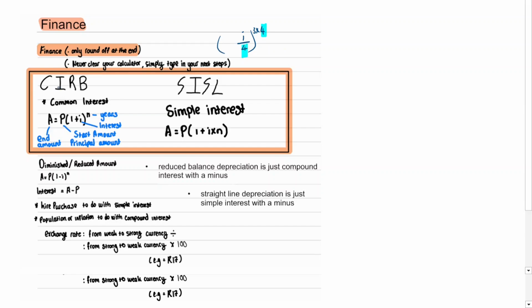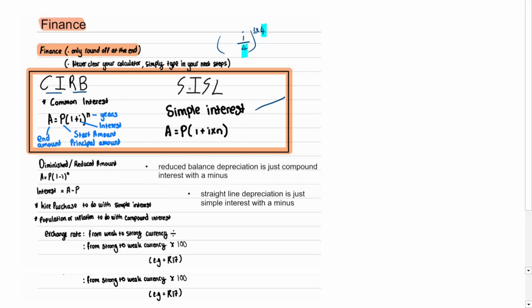Then why I've written here CURB, it's just a little reminder acronym of compound interest goes with reduced balance. So when it's depreciating, when it's losing value, like a car, washing machine, whatever, then it's like the compound interest formula, but just with a minus in the formula down here. Whereas simple interest, the formula is almost the same, except instead of to the power of n years, it's the interest times n, because it's going up at a steady rate.